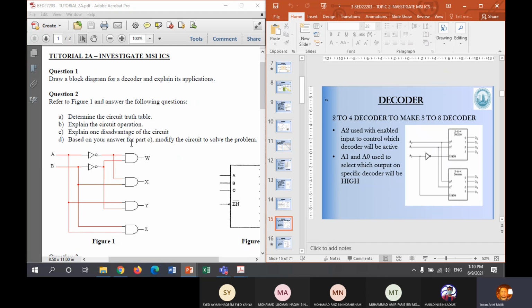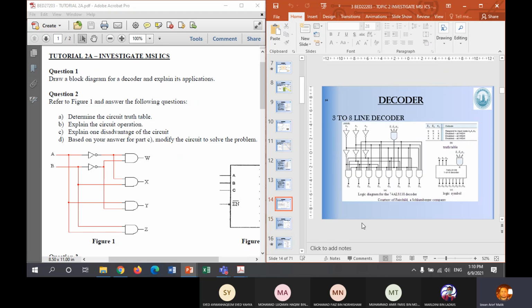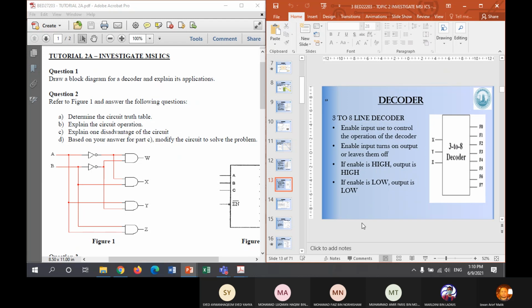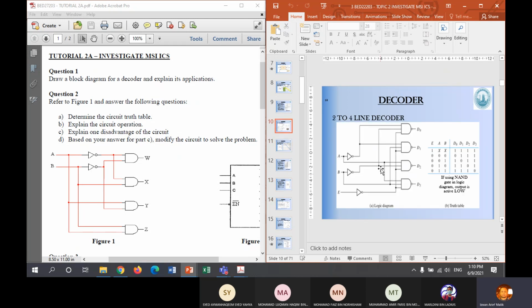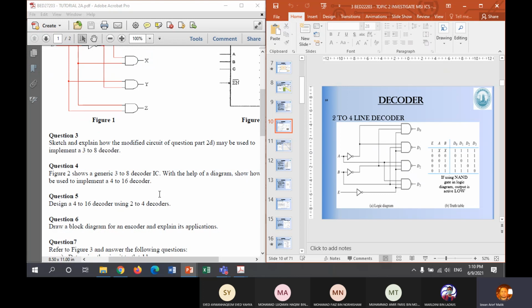Okay, based on your answer in part C, modify the circuit to solve your problem. So, tak modify, tambah je lah. Macam ni. Yang mana? Ni. Tambah je satu enable, masukkan dekat semua AND gate ni tadi. That's it. That's how you do it. Okay, so that is the solution for question 2.